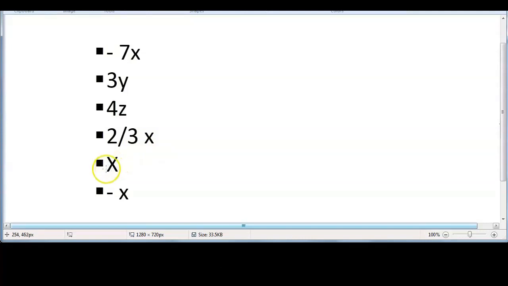Now consider x alone. There is nothing here. There is no constant preceding the variable x. In this case, the coefficient is 1. Minus x: the coefficient of x is -1. Anytime you see a variable with no constant preceding it, we take the coefficient as 1.